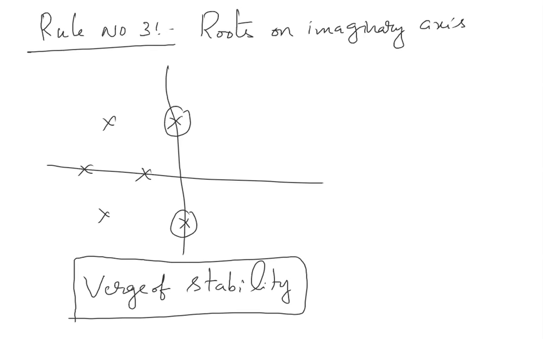and all the other roots are on the left side of the imaginary axis, comma, all the elements of nth row will vanish.